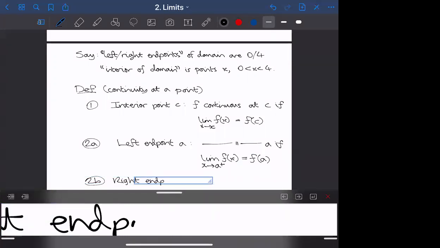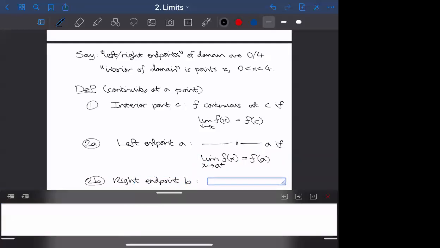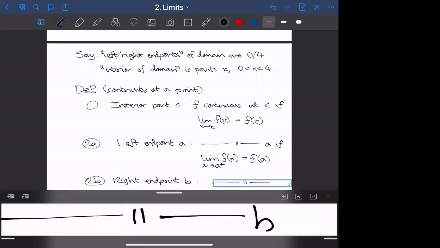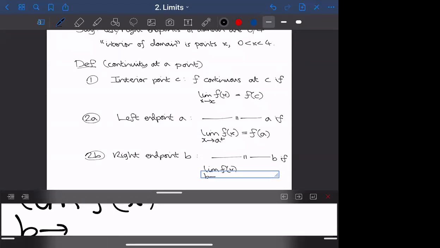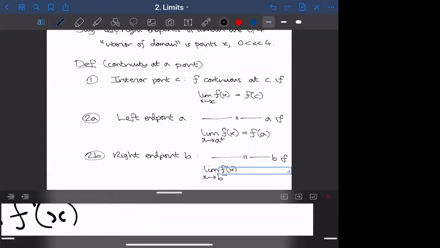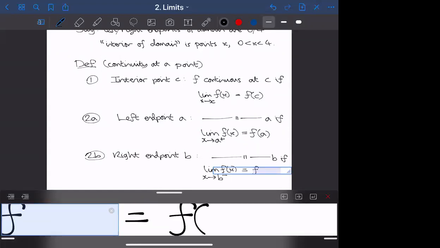And the opposite thing for a right endpoint B: that f is continuous at B if the limit of f of x as x goes to B from the left is f(B).